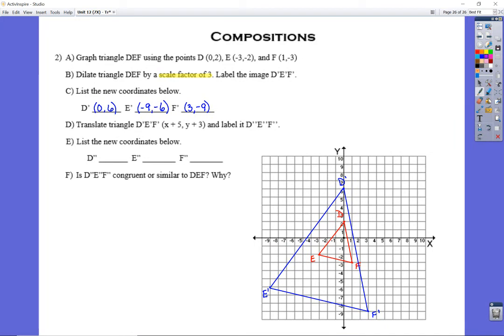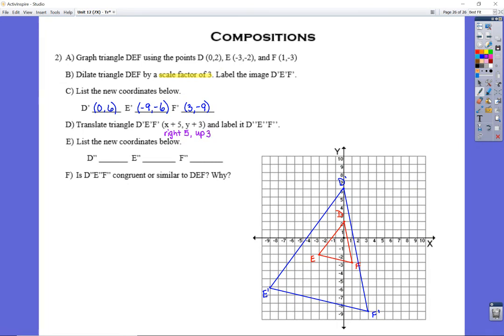Part D says translate triangle D prime, E prime, F prime, that's our blue triangle, using the symbolic form (x + 5, y + 3), and label it D double prime, E double prime, F double prime. Recall that translations are given in this symbolic form. When the x value is shifted plus 5, that means shift it to the right 5. And when the y value is shifted plus 3, that means up 3.